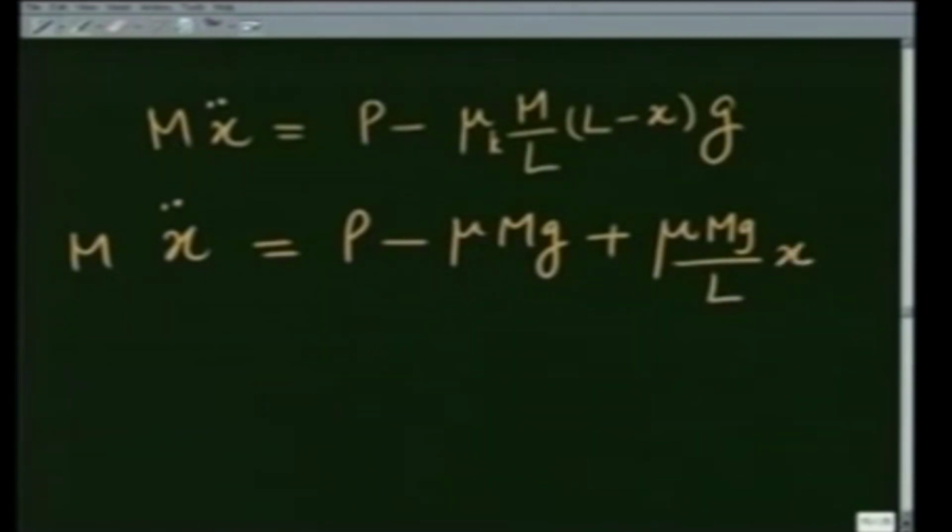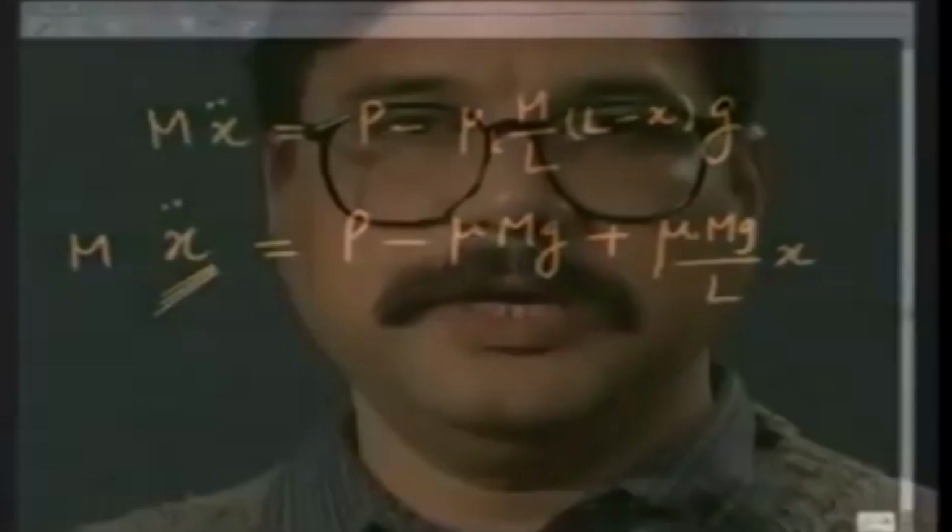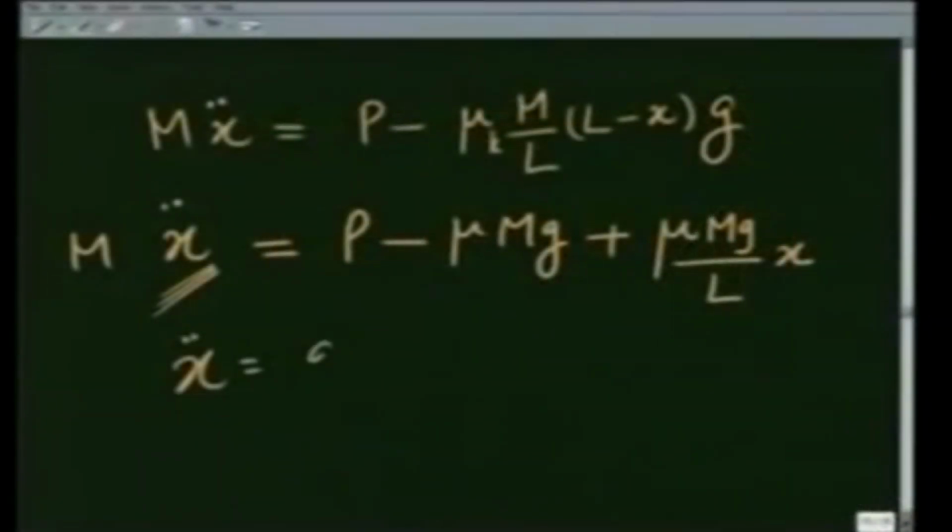Since I want to know what is the speed when the chain has been fully pulled out, I am not really interested in the variation of x with respect to t. So, I use an old trick which I used in the previous lecture. I write x double dot, which is really d by dt of x dot, in terms of x and x dot.